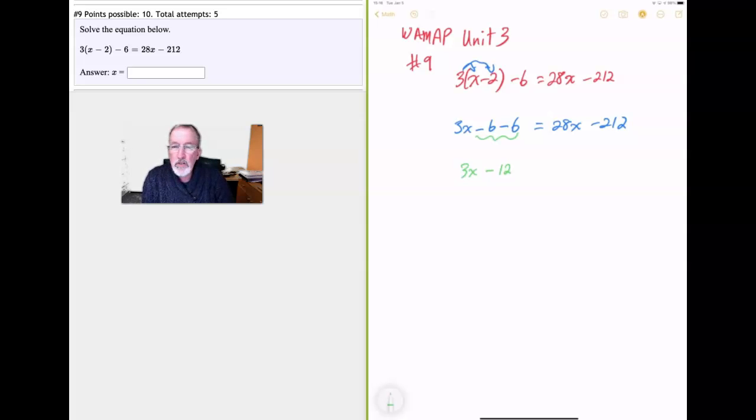The other way you can do this problem is that when you are combining two negative numbers, the signs are the same. So the values of the numbers are combined, and then you keep the sign of the larger number. And in this case, they're both 6, so you can take the sign of either number, and they're both negative. So 6 plus 6 is 12, and you've got a negative sign, so it's negative 12. So we end up with 3x minus 12, and that's equal to 28x minus 212.